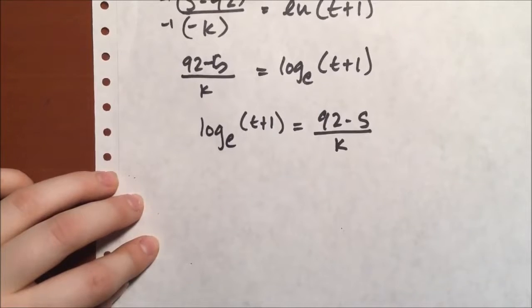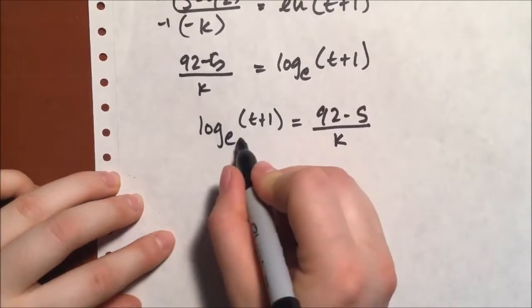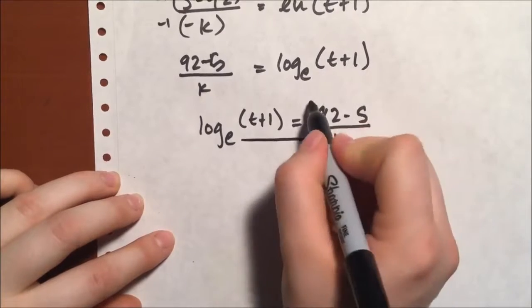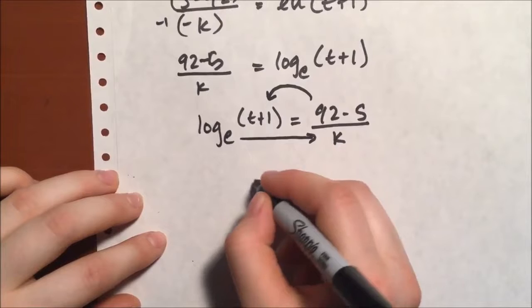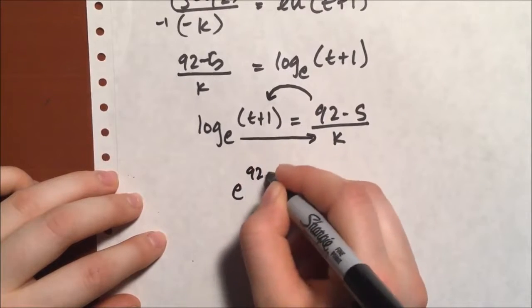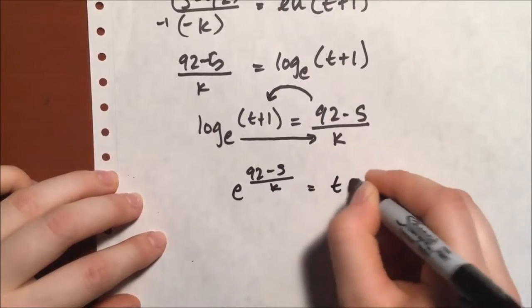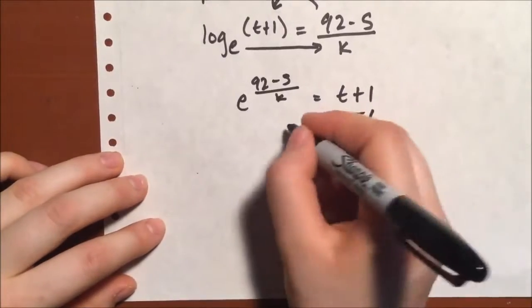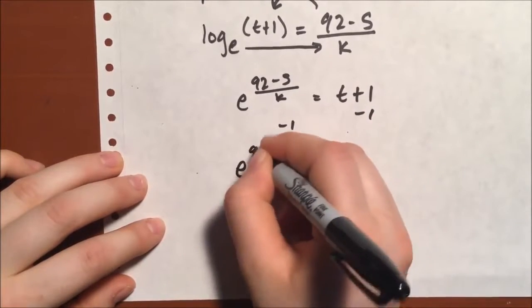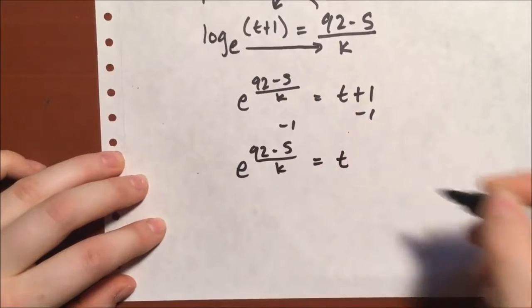Okay, so now I have it into that perfect form, and I'm going to change it into the exponential form. So my base raised to this guy will give me this is my answer. So I have e to the 92 minus s, pretty big, over k power equals t plus 1. To solve for t, I will subtract the 1, and I get e to the 92 minus s all over k, minus 1, equals t.